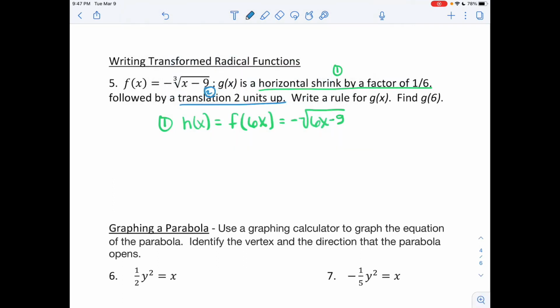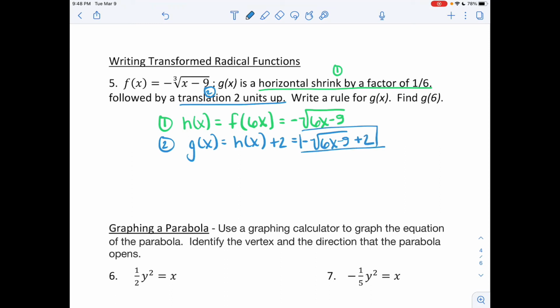Now I want to translate 2 units up. So I'll call that g of x since this is my final one. I'm going to start with h of x, and a translation up just gets tacked onto the end. So h of x plus 2, and that's going to be negative third root of 6x minus 9, the whole h of x function, and then on the outside of the radical, back behind, a plus 2.